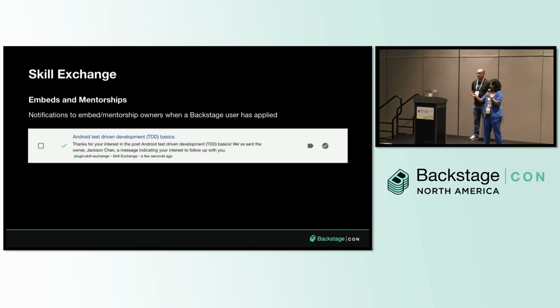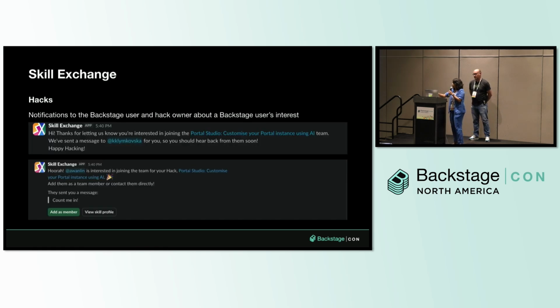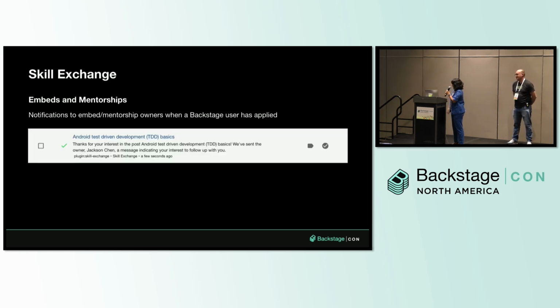Let's say you express interest in joining somebody's hack, or an embed position that's open, or a mentorship. There are Slack notifications that come through that say we've already sent the notification to the person who created this hack that you're interested in collaborating on, so they'd see a Slack notification about it, which was on the previous slide. Just an example that I tried out with Andre yesterday. And for embeds and mentorships, here is a screenshot of something that shows up in the notifications UI when you've expressed interest in someone's mentorship opportunity.